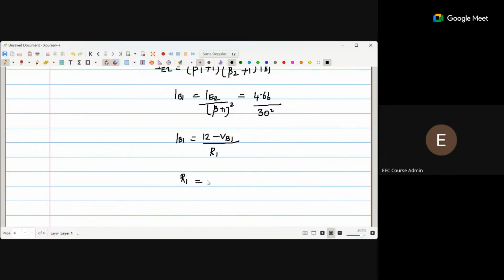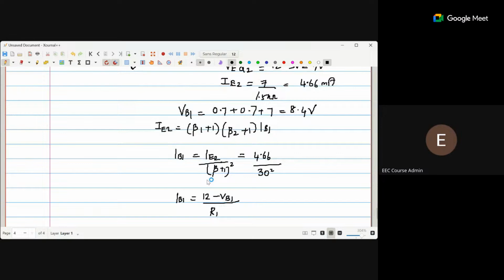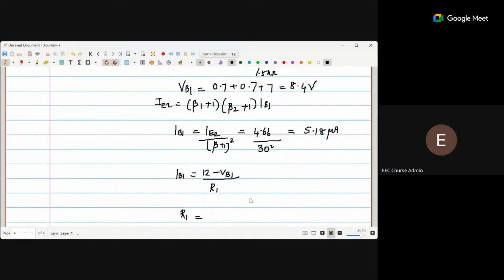Please pull up, ma'am. So this you will get as some 5.18 microampere. So this implies R1 equals, you can just cross check your answers. Yes, ma'am, 694.